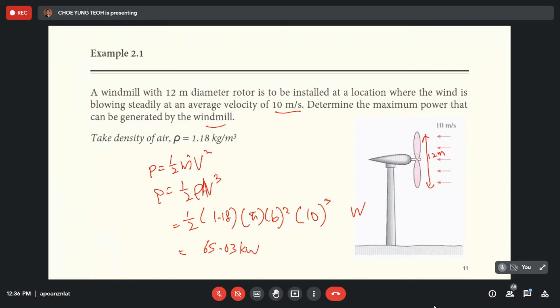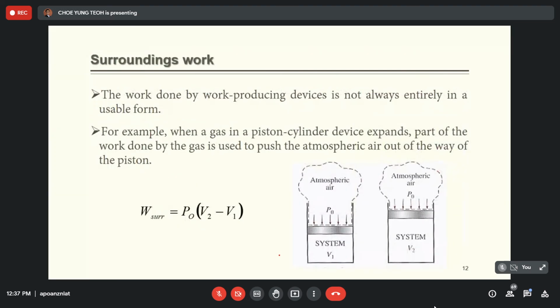Okay, so this is measuring the maximum power according to the kinetic energy. I think it is not really difficult. Okay, we can just skip, just to calculate the power. Okay, then we talk about the surrounding work.